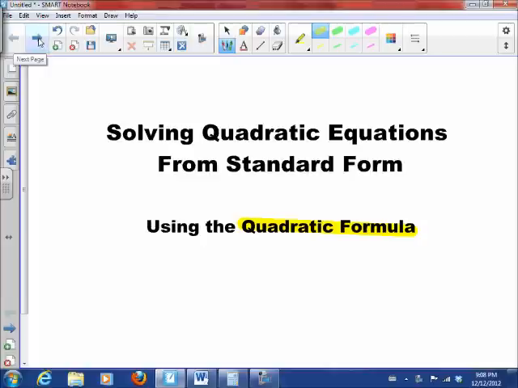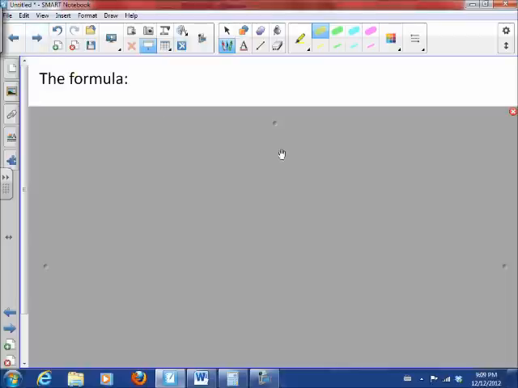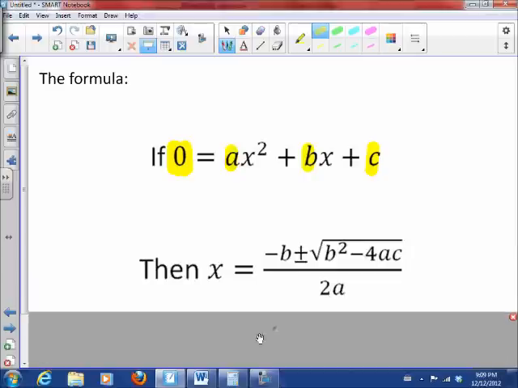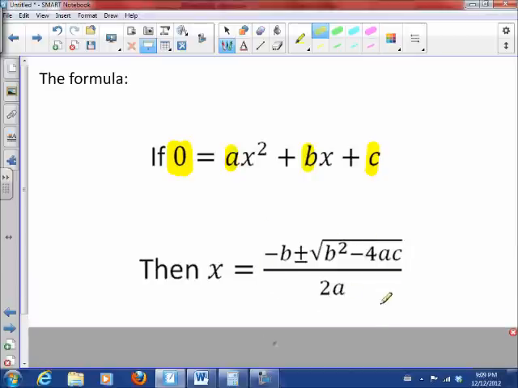Okay, so here we go. I'm going to show you the formula, and in class we're going to figure out where it actually comes from. Today's lesson is going to be about showing you the formula and seeing how it works. The formula says if we have a standard form quadratic that equals 0, and that's really important, standard form quadratic that equals 0, so we have an a value, a b value, and a c value, then this is what the formula looks like.